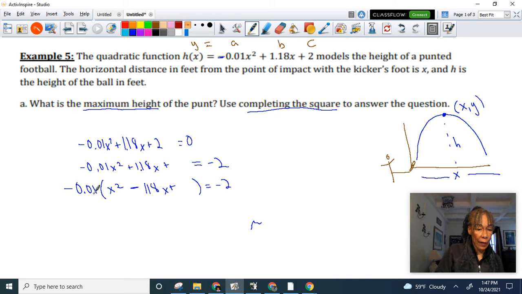And just to check, if I multiply a negative times a negative, I get a positive. And if I multiply 0.01 times 118, it gets smaller by 100. So that would be 1.18. So that's correct. Now I need to figure out what to add on both sides here. And I have to be careful with my signs.